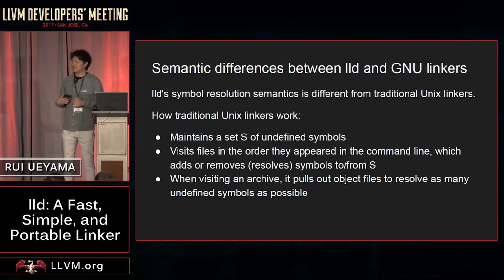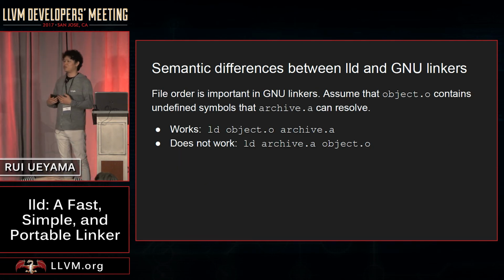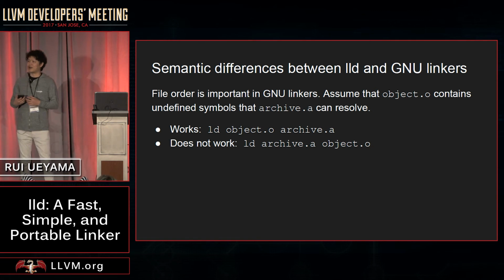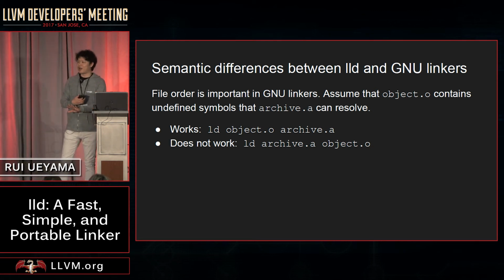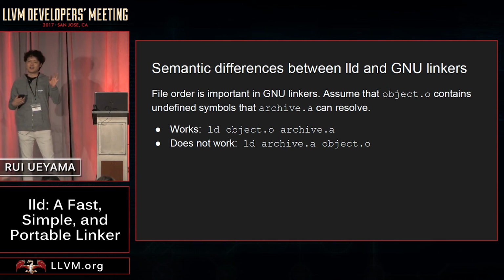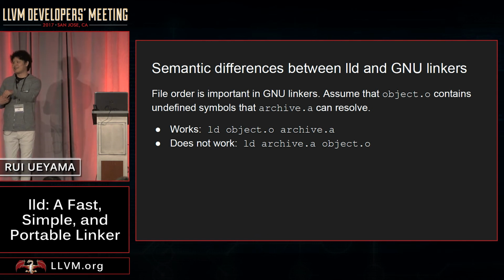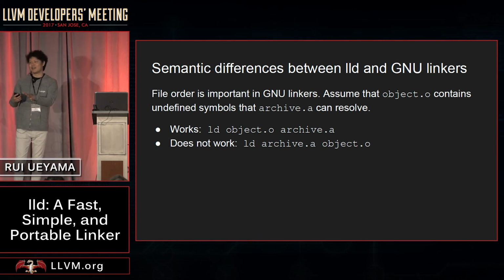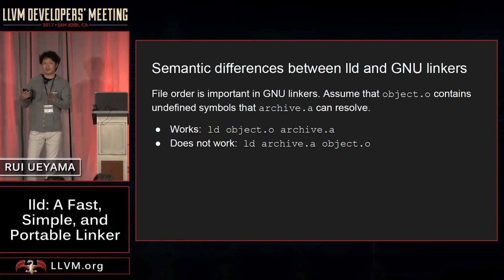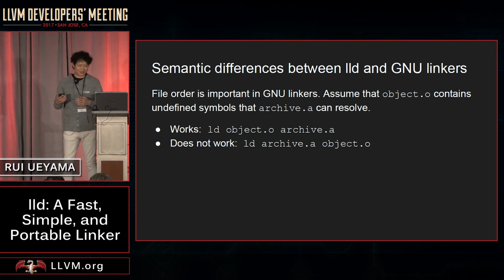If you think about that, this scheme results in picky behavior about the order of the files. You basically have to give object files before archive files. Because if you do it in reverse order, when the linker visits the archive file, it doesn't pull out any object file because it doesn't have any undefined symbol, right? Then it goes to the next file, which happens to be an object file, and it has an undefined symbol. If that's the end of the command line, the linker reports an undefined symbol error, even though theoretically it could create an executable out of the given files.